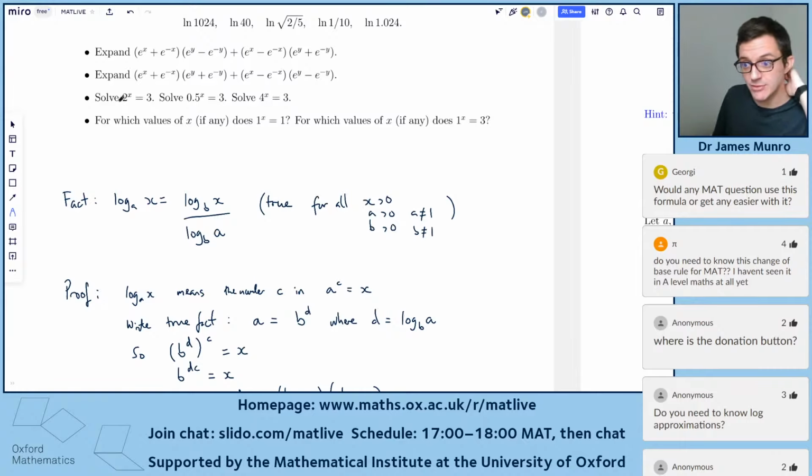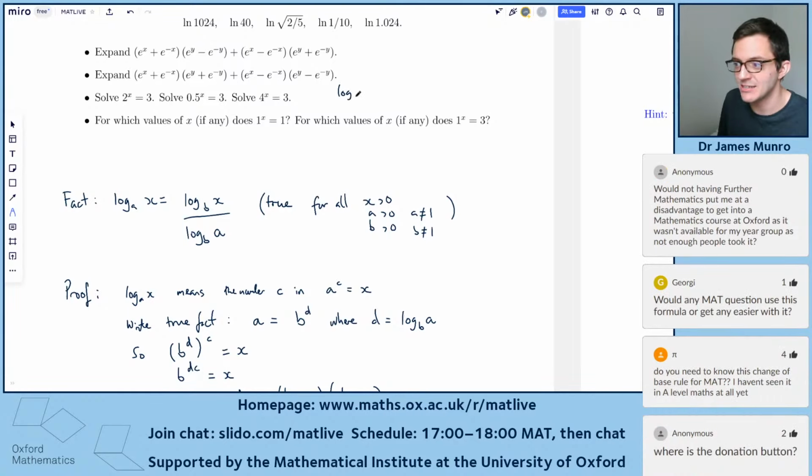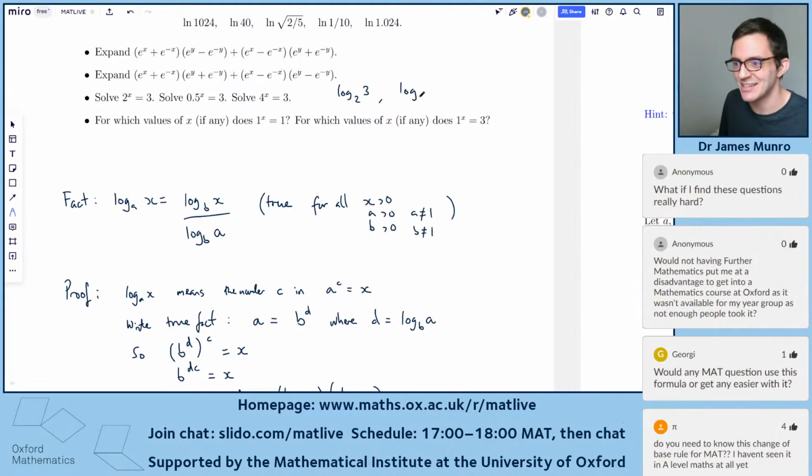Let's have a go at some of these, solving these things using logarithms. In some sense, the solutions are just log base 2 of 3, and then log base 0.5 of 3, and then log base 4 of 3. And those are true. That's a correct set of solutions for solving these.